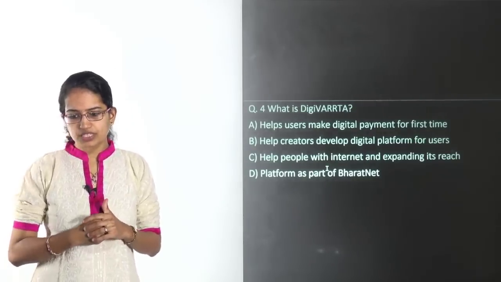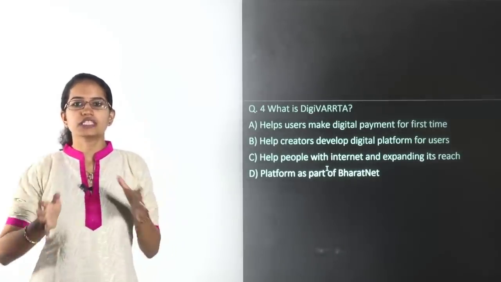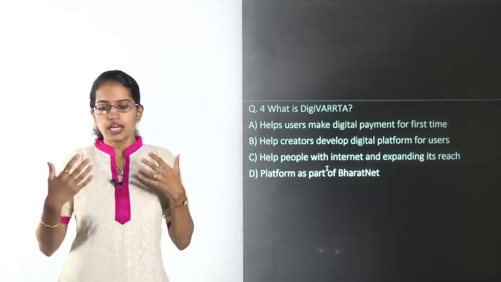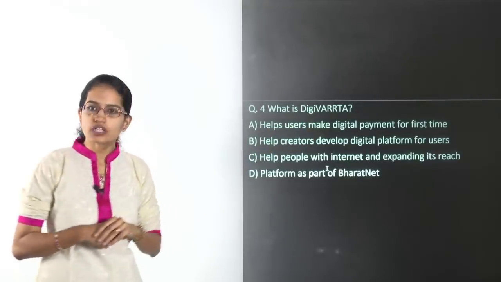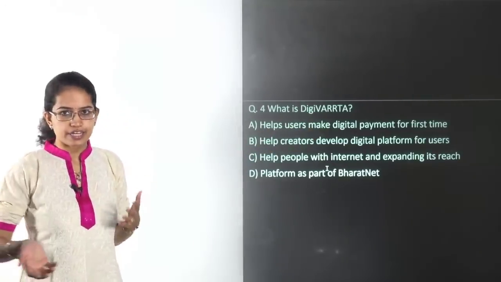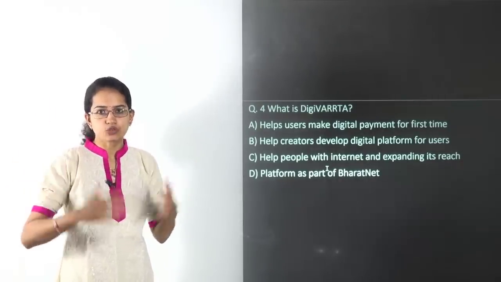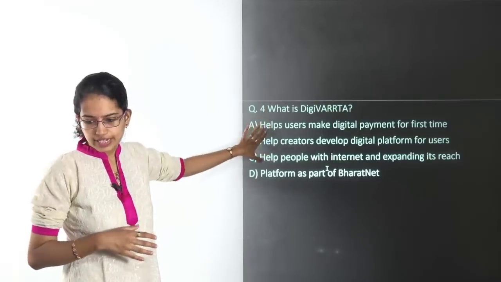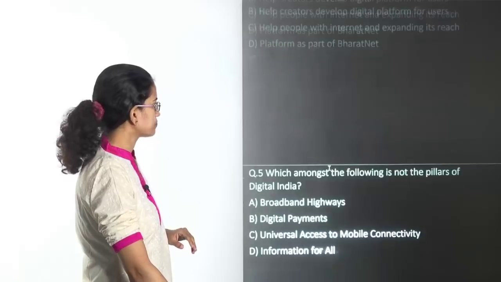Pooja has the first correct answer. Great going. Congrats, Pooja. So you have DigiVrat, which is vehicle to accelerate access and reach to transformational action. And this is an idea for making digital payment for the first time users, simplifying the idea of digital payment, bringing in financial and social inclusion, which is the main aim of the government these days. So that's the correct answer here. So A is the right answer.